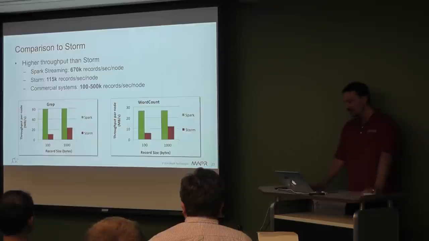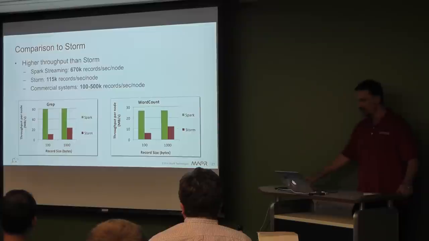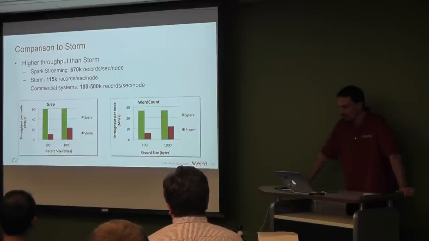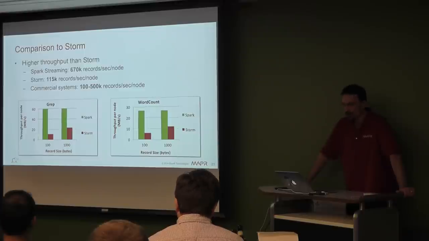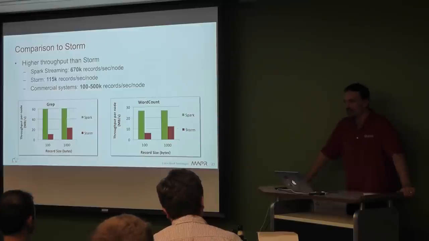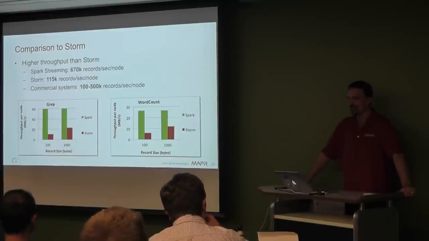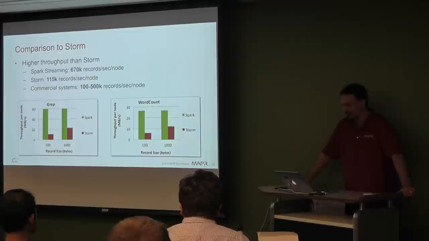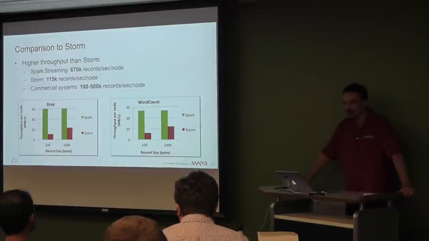The streaming component with grep and word count, this comparison here was with 100 byte record and 1,000 byte record. Very fast when compared to Storm. Now, why compare to Storm? Well, let's be honest. Storm is one of the few successful streaming platforms that are out in the marketplace right now. Spark blows it over, just smokes it. The 670,000 records per second per node is pretty darn impressive.